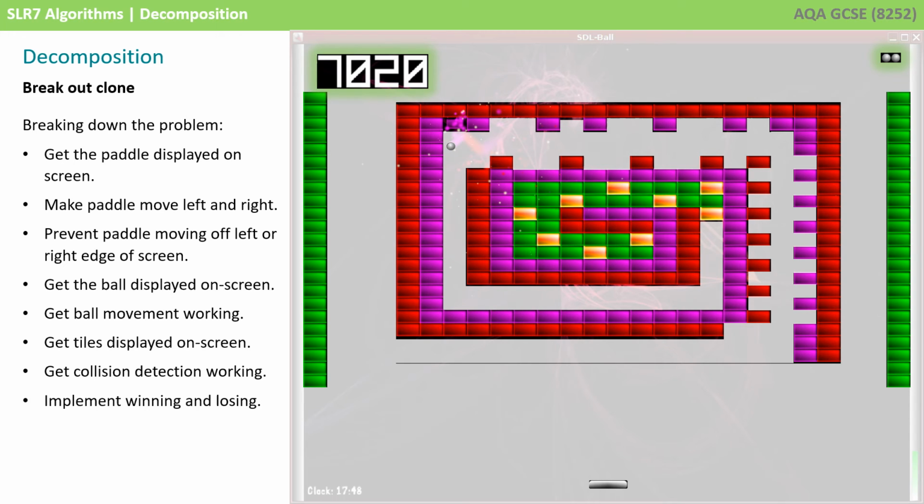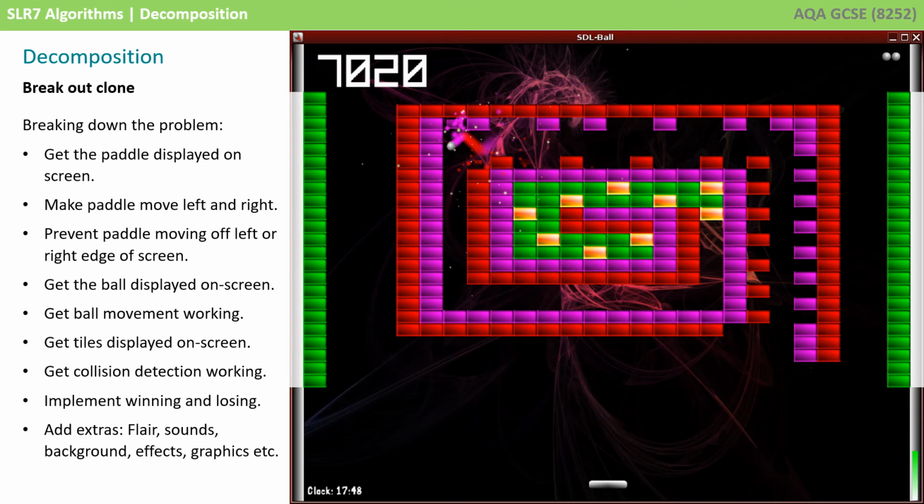We may then add into our game some winning and losing conditions. And then at this point, we might start to add some flair to the game, such as special effects and sound. It's also at this point we might start to improve our graphics, because up until this point we've probably just used very simple graphics so we could get the program working.